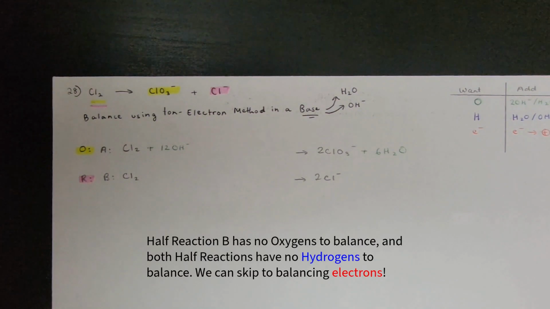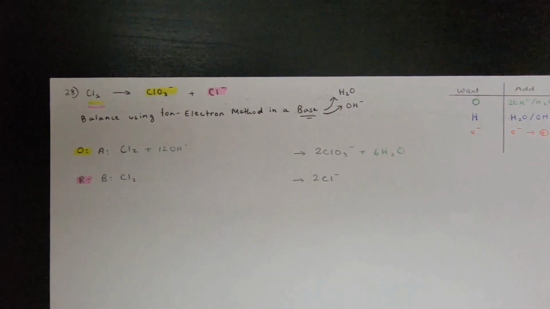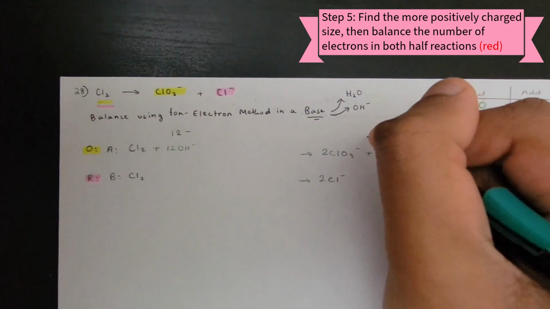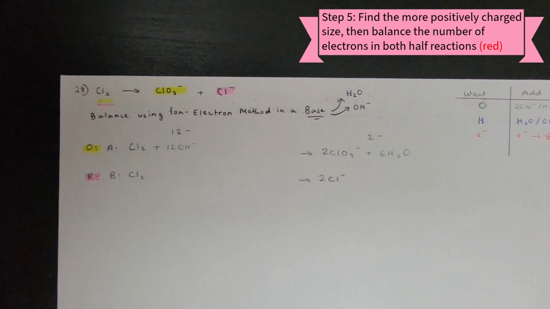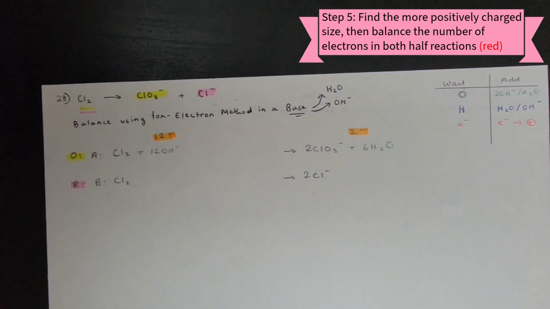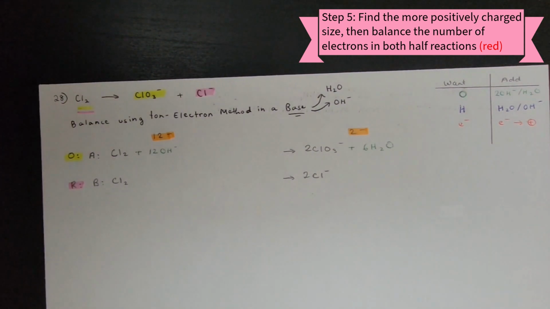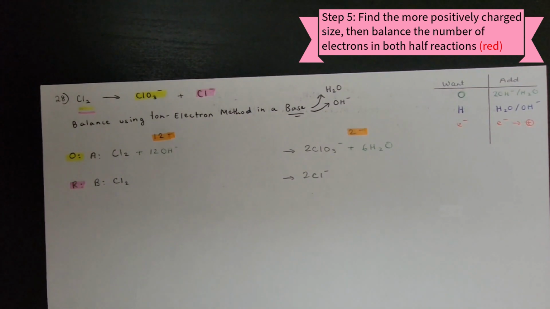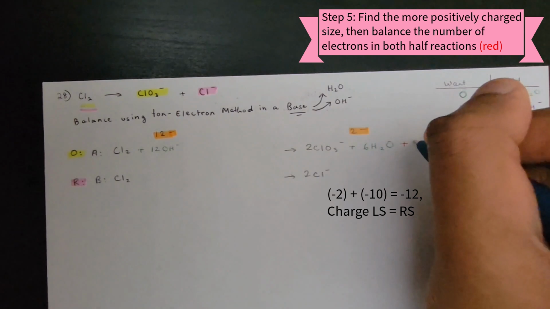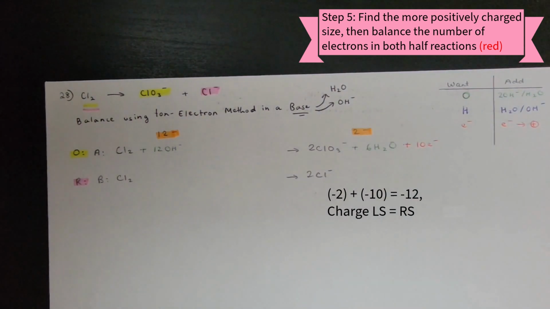Let's look at reaction B. We can see that there's no oxygens or hydrogens on either side, so we can go straight to balancing the number of electrons. Let's identify the overall charge on the left side and right side of reaction A, 12 minus on the left side and 2 minus on the right side. After highlighting that in orange, we can see that the right side is more positive, so we'll be adding electrons to the right side. To make both sides have the same overall charge of 12 minus, we're going to be adding 10 electrons to the right side.